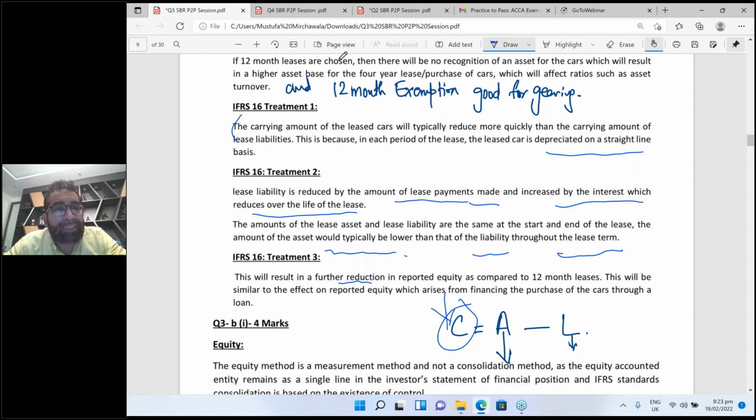So those companies who want their equity or net assets to be higher should go for option number 3. They should go for option number 3. Okay, so this will impact your equity or net assets adversely in the starting years. I know this is a bit technical, but if you think over it, you will understand.